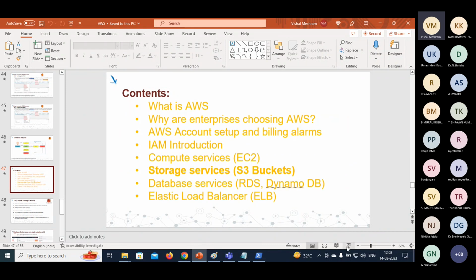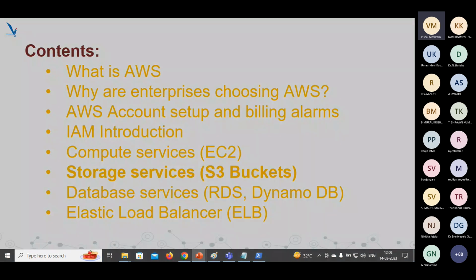Okay, now S3 is a service which is called the storage service. So anything you want to store on the cloud, you can use this service. There are three different types of services. One is called EFS, Elastic File Service. One is called EBS, Elastic Block Service, and another is called Object Storage. So S3 is an object storage service where you can store your data. You can create a bucket, and in that bucket you can store your data actually.